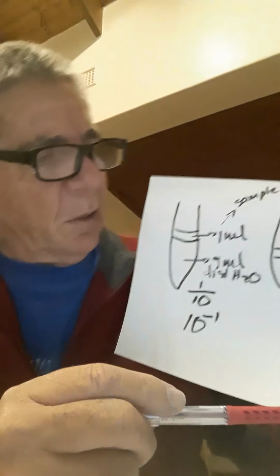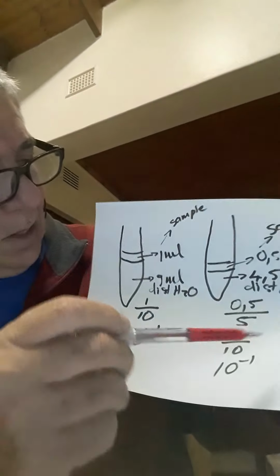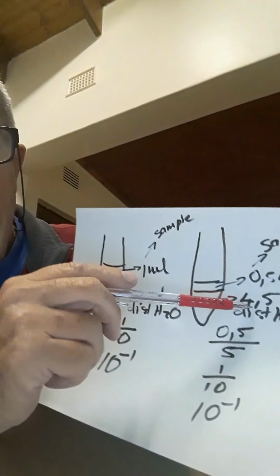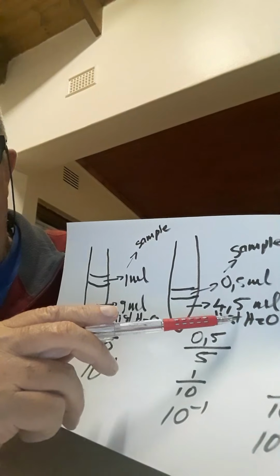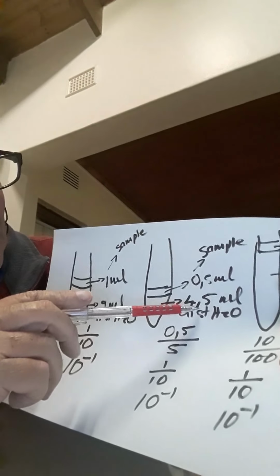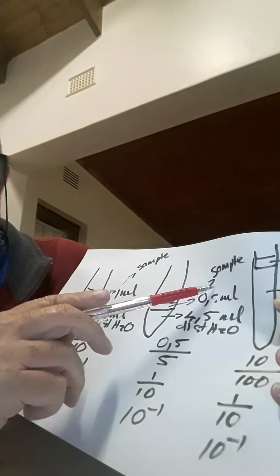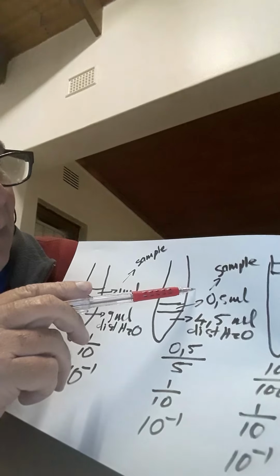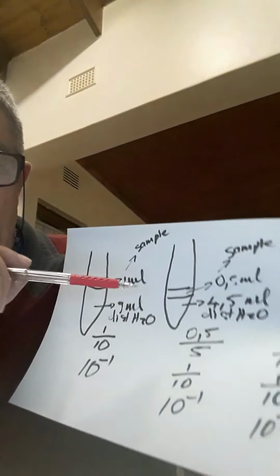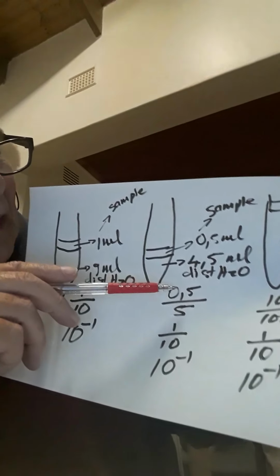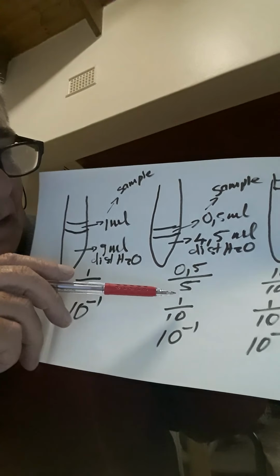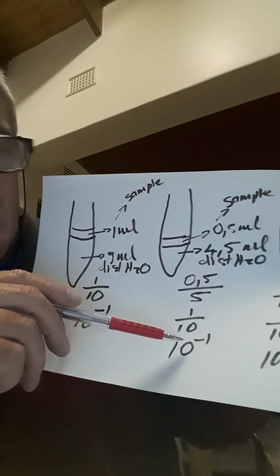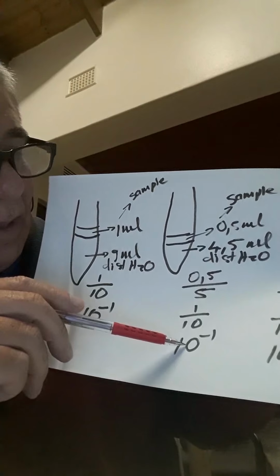But we can do it in other ways as well. Here, I can show you. We can use 4.5 ml of distilled sterile water, and we add 0.5 ml of the sample. Do you agree with me that this dilution is 0.5 over 5? That is the same as 1 over 10, which is the same as 10 minus 1. So this is a different way of making a 10 minus 1 dilution.